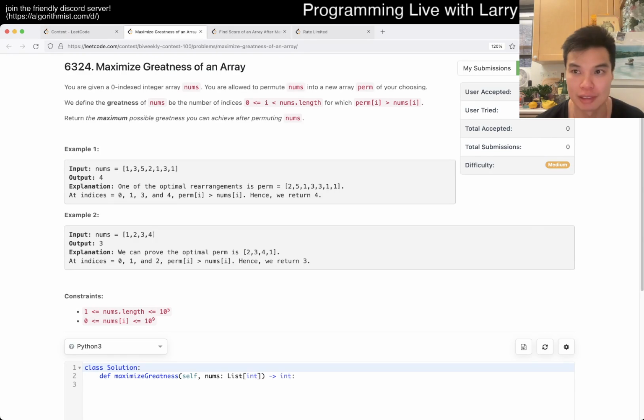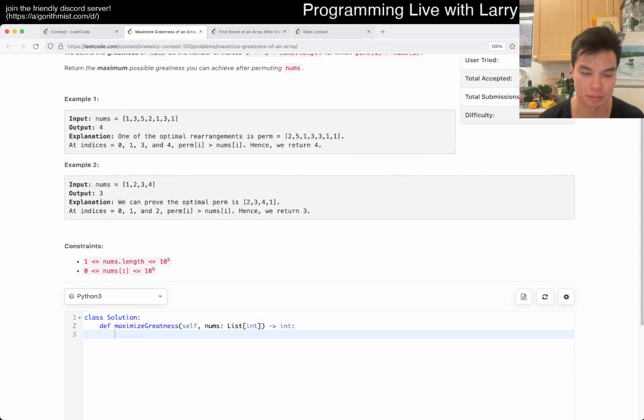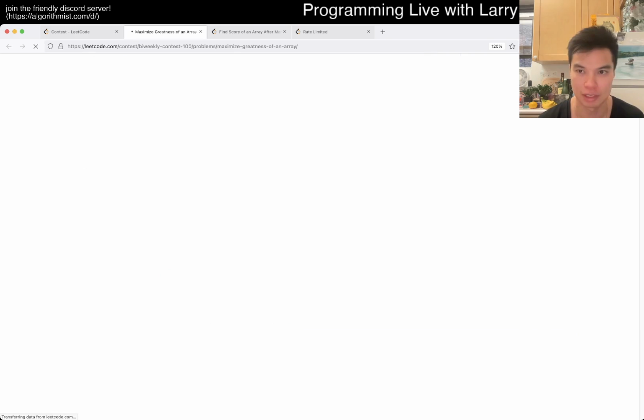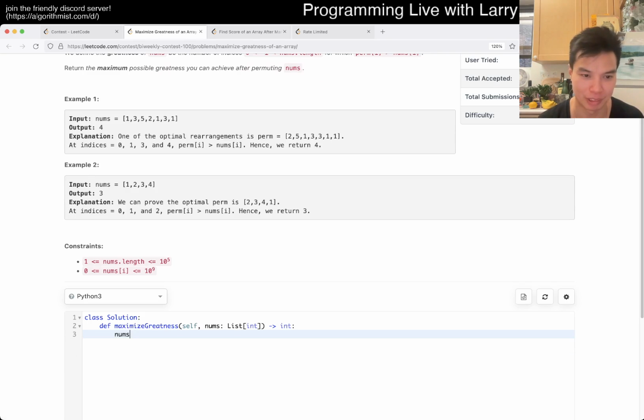Okay, let's read it. Number of indexes in which perm sub i is greater than num sub i. Okay. How far am I behind? People are very quick. And I have so many wrong answers.